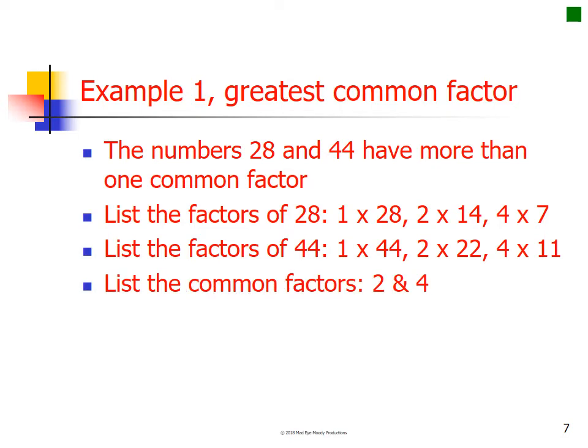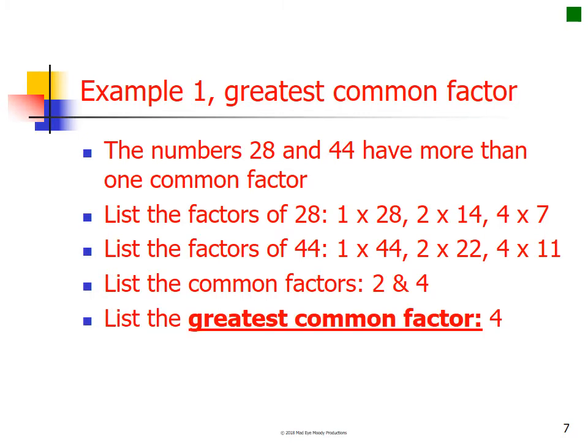Once we have the lists of the factors for each number, then we can compare those lists and write down the common factors. Which ones are on both lists? Well, if I look at my two lists, I see the number 2 here and here, and I see the number 4 here and here. So the common factors are 2 and 4. Remember, we are not counting the number 1 because that is on every single factor list, and so it doesn't make a whole lot of sense.